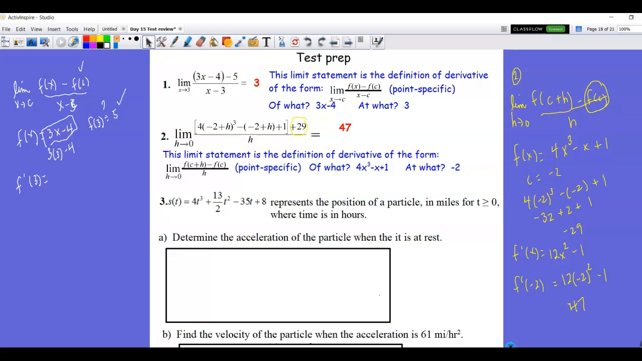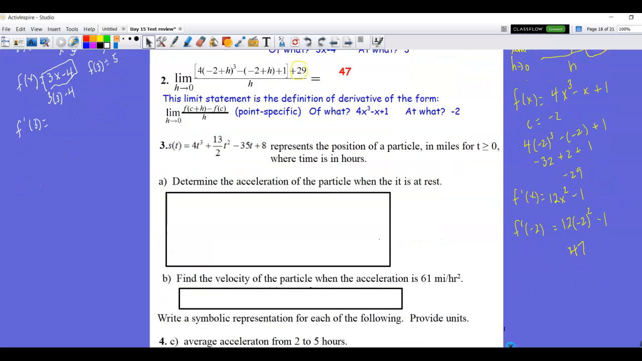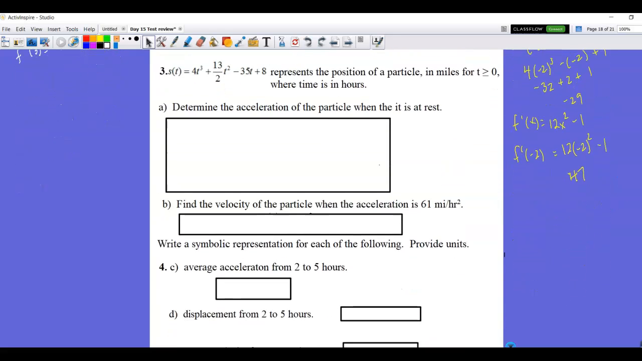All right, moving on, let's slide the screen down to number 3. In number 3, we have a position function. This function represents the position of a particle, and the units for the particle movement are miles, and the time is measured in hours. Letter A, determine the acceleration of the particle when it is at rest.